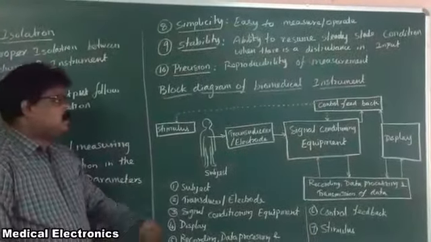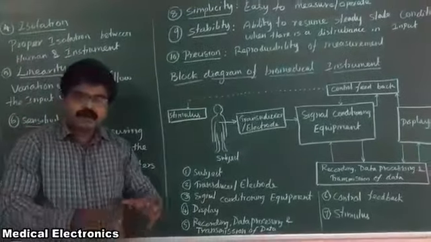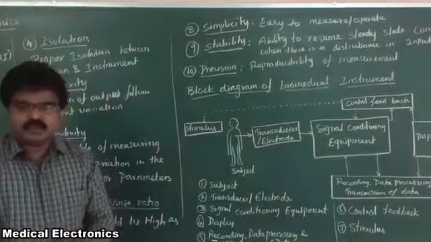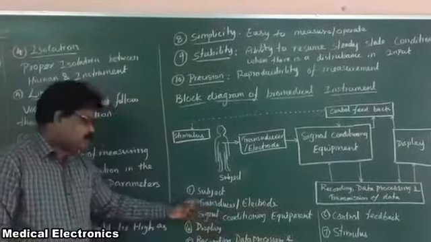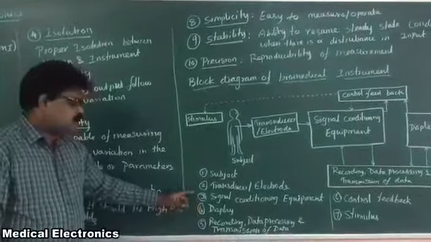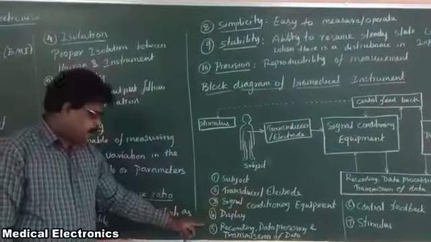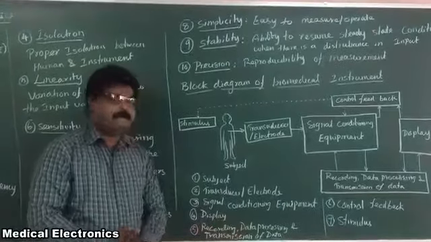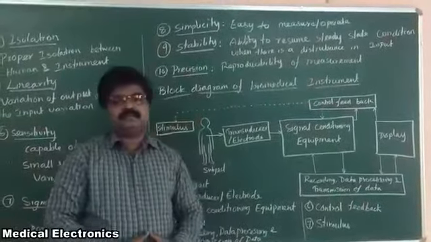Next we are going to see the block diagram of a biomedical instrument. What are the important blocks in a biomedical instrument? First one is subject, second is transducer or electrode, third is signal conditioning equipment, fourth is display, fifth is recording, data processing and transmission of data, sixth is control feedback, and last is stimulus.